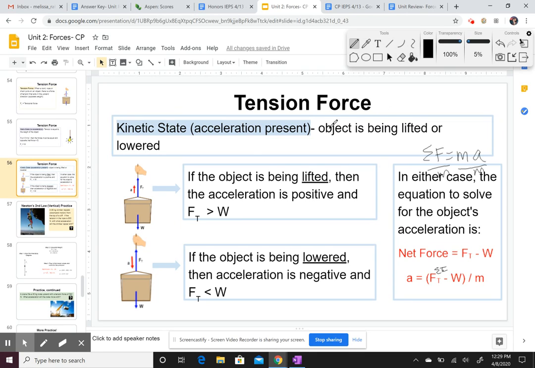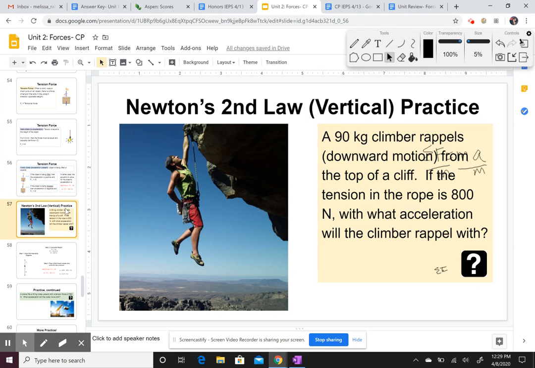We're going to do a couple practice problems. So we have a climber here rappelling from the cliff. It tells us that there's a force of tension in the rope of 800 newtons. So it always helps to draw a free body diagram for these problems. It should always be step one, so you can visualize the forces that are working on this climber.